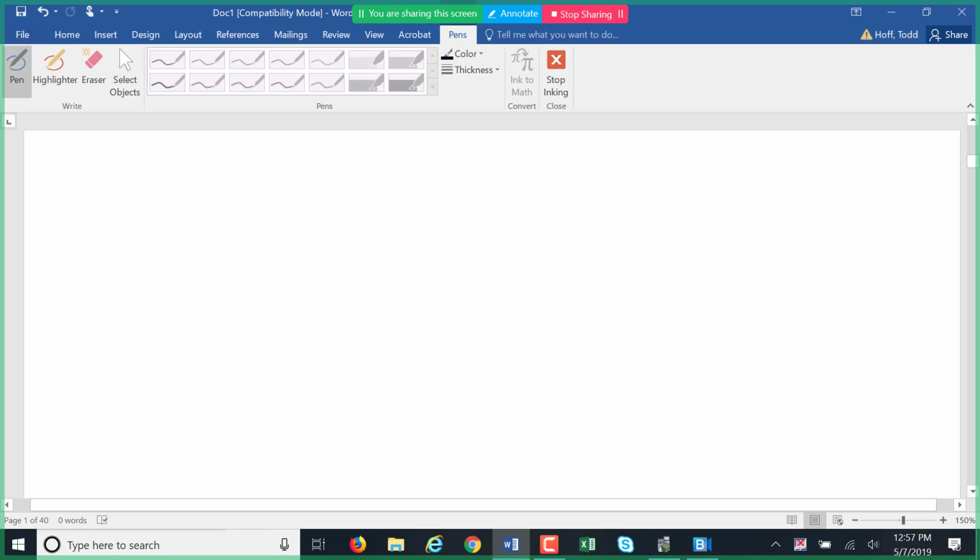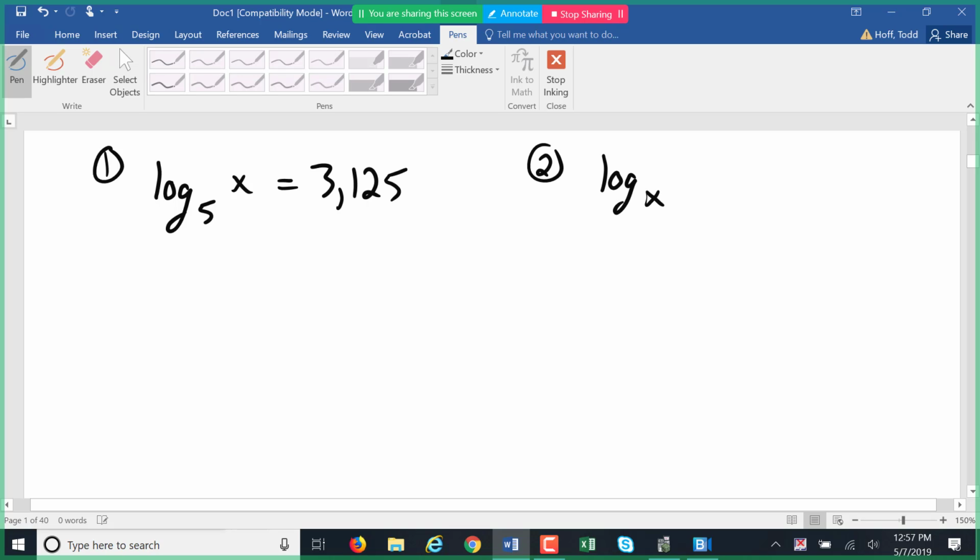In your notes, I want you to solve log base 5 of x equals 3,125, and log base x of 343 equals 3. Solve those quick.